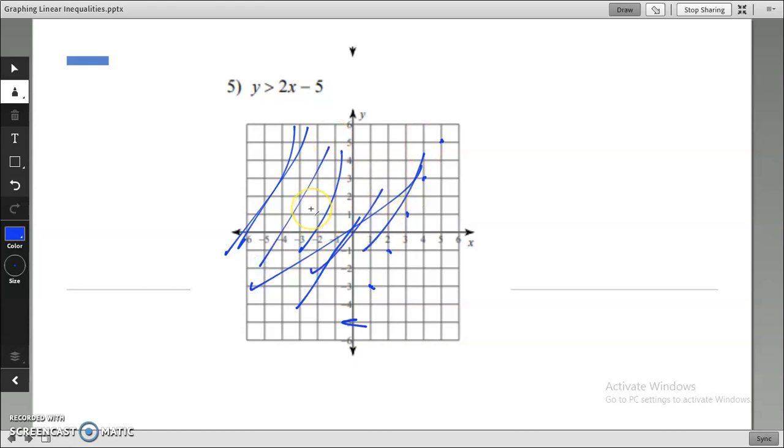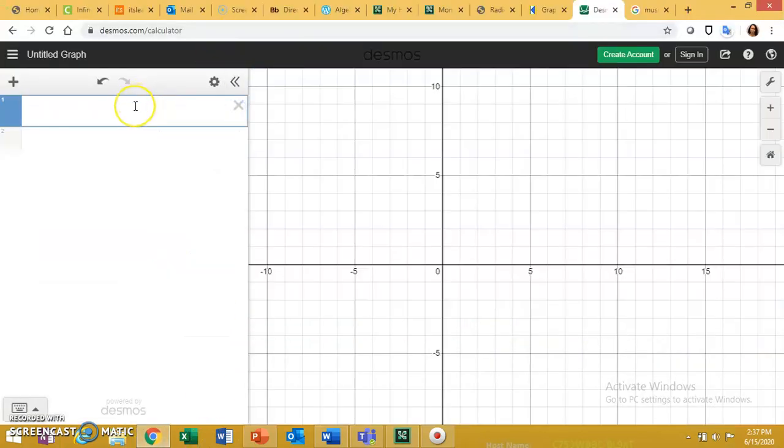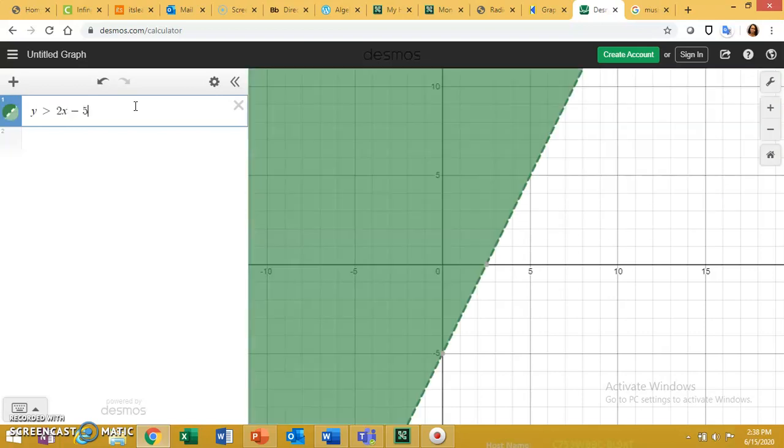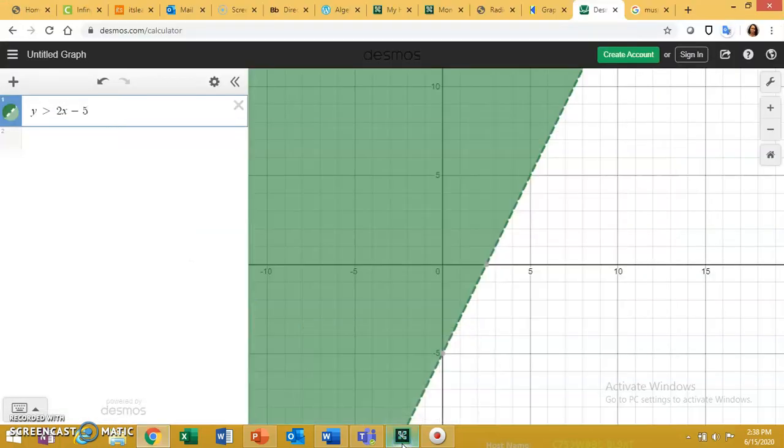And we can verify that by going to the graphing calculator to make sure our graph is correct. So y is greater than 2x minus 5. Did I graph that correctly? Let's see. Yes, I did. Kind of looks like that, right? And I hope that this helps.